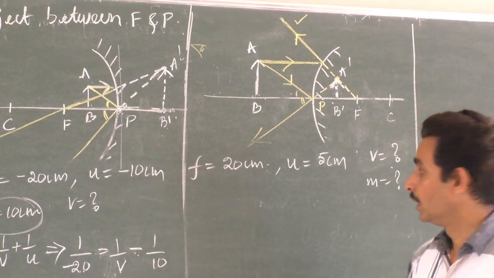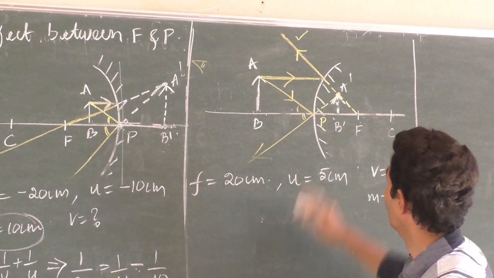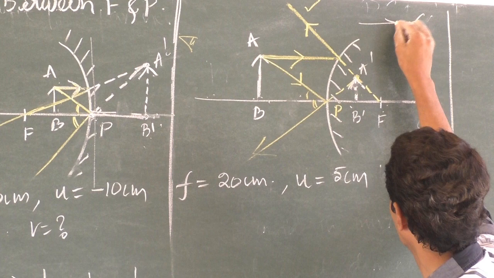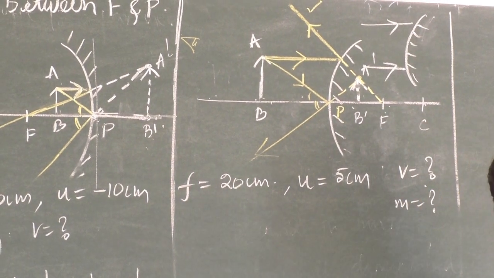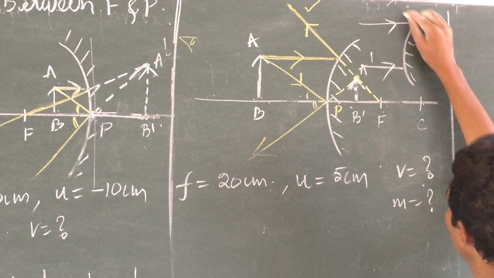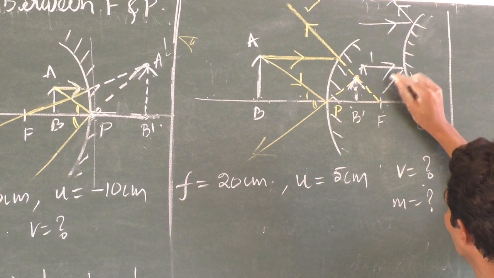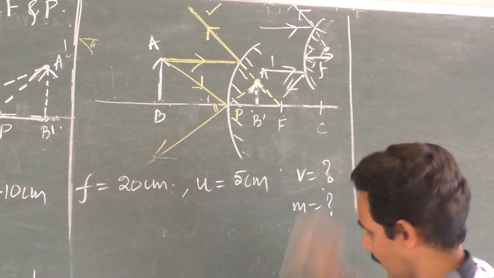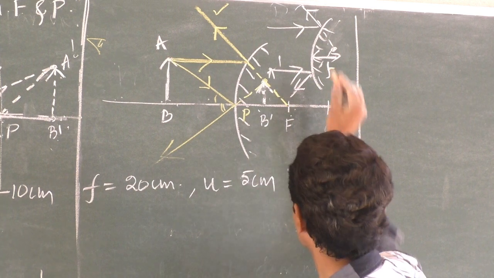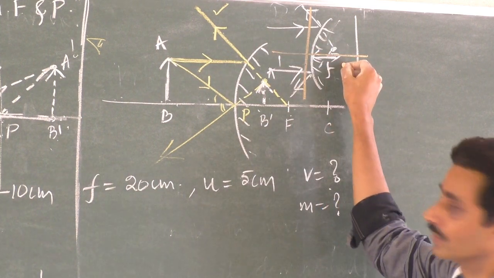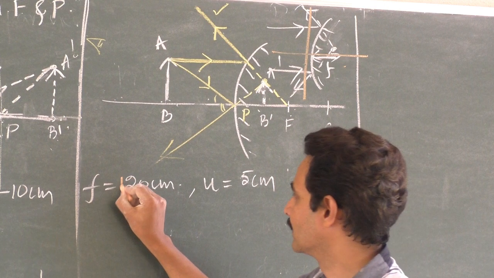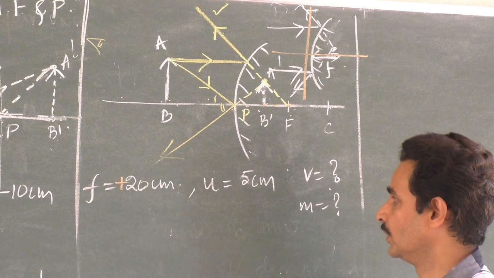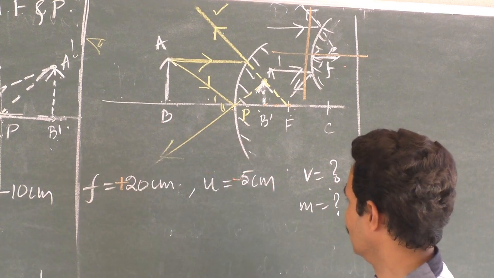Right. Now, how to take all these signs? If you incident parallel rays on the convex mirror from left hand side, so that rays of light move along plus x axis, they reflect in such a way that they appear to come from a point here. So focus comes on the right hand side. And if you divide this into coordinate system like this, focus comes on the right hand side. Focal length is plus. It is on the other side. Here, focus is here. It is positive. Object is on the left hand side, negative.